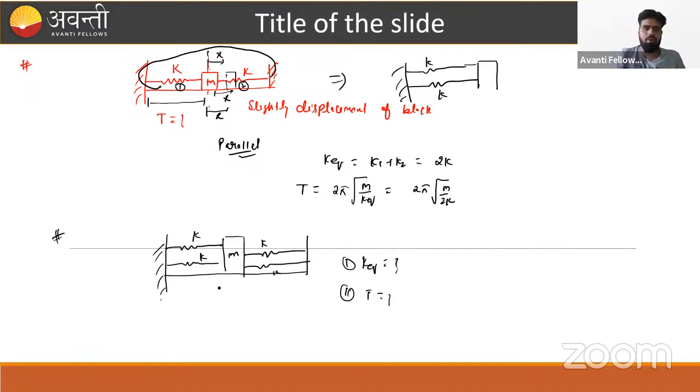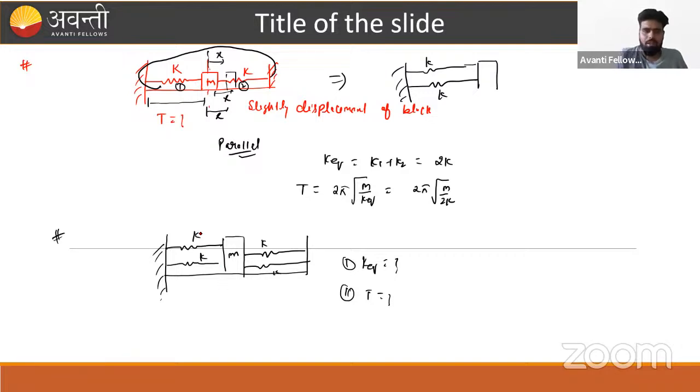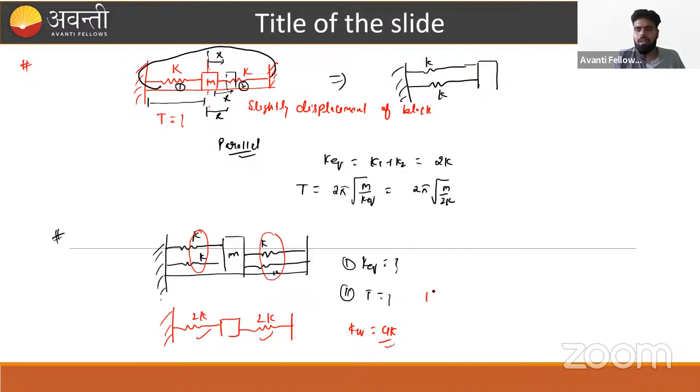How can we solve it? Can you tell me the answer? These two springs are in parallel. These two are parallel. This will become 2K. This will again become 2K. And this 2K and this 2K are again in parallel. K equivalent is nothing but 4K. And the time period we can write down as 2 pi root over m upon K equivalent, that is 4K. I hope this is clear to everyone.